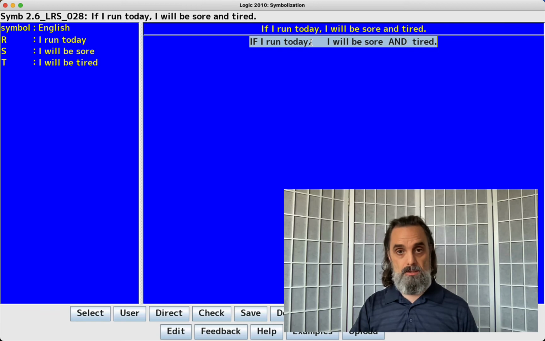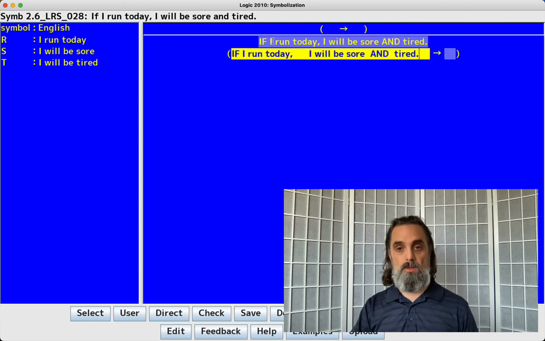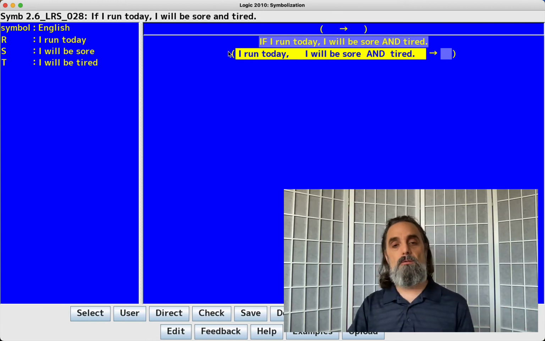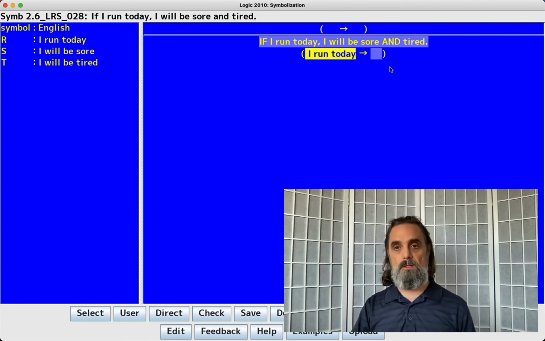So this is a conditional with I run today in the antecedent because that's what the if is hooked onto, and the rest goes in the consequent.